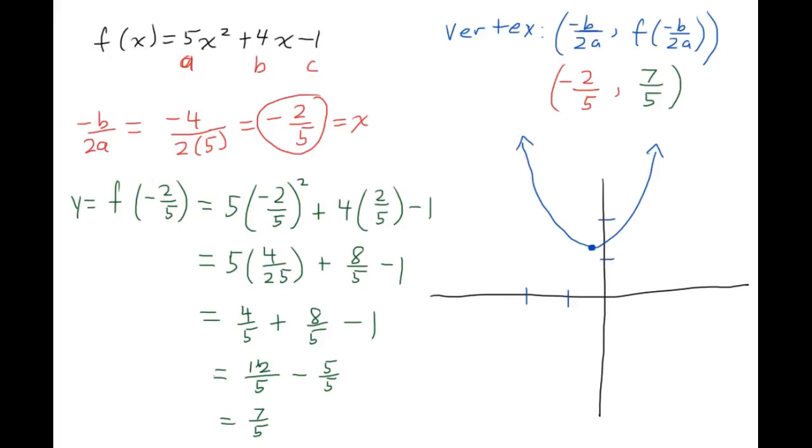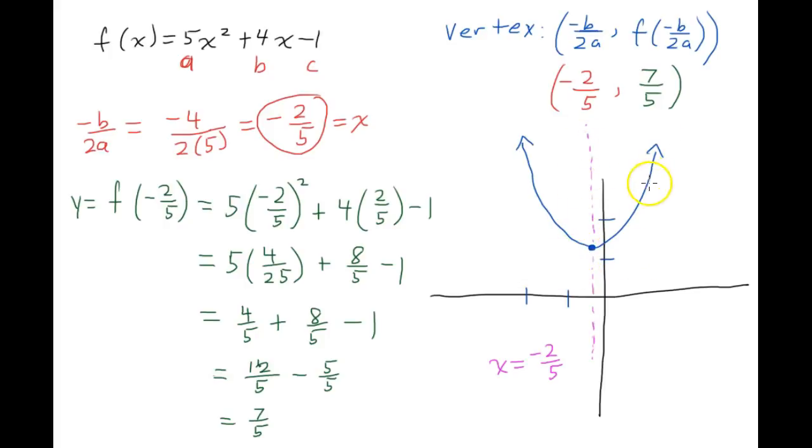A couple other things to note here. We have an axis of symmetry. The axis of symmetry is always just that vertical line that goes through the vertex. So that axis of symmetry is going to be x equals negative 2/5. It's not part of the graph. This purple line is not part of the graph. It's just a line. I've made it dashed there to show you the axis of symmetry, but it's not a part of the graph.